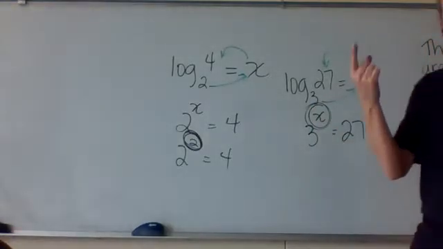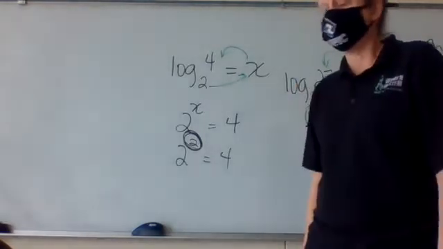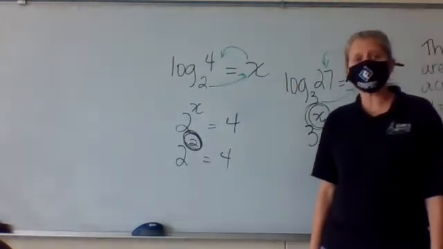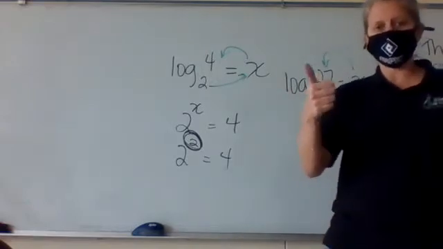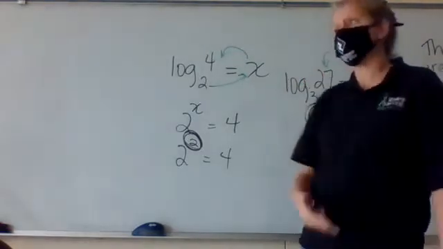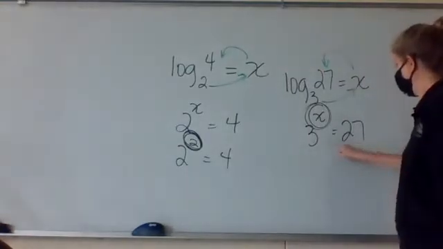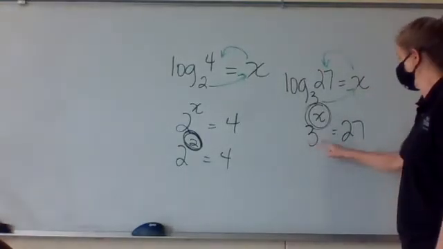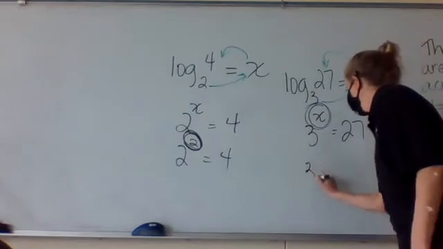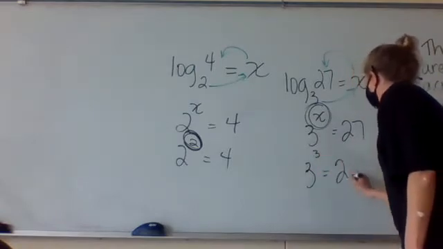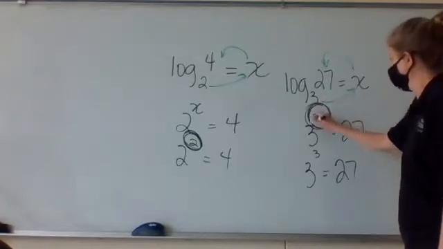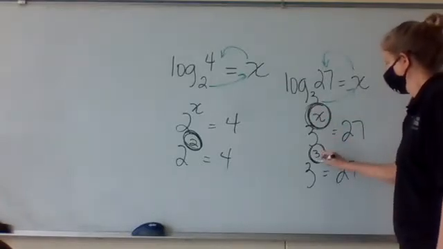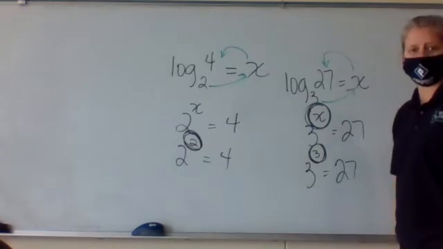Let's see, 3 to the first power is 3. 3 squared is 9. What is 3 to the third power? 3 times 3 times 3, which is 27. So to make both of these sides equal 27, I would need 3 to the third power to equal 27. So what is the logarithm? Or in other words, what is your missing exponent? It is 3.